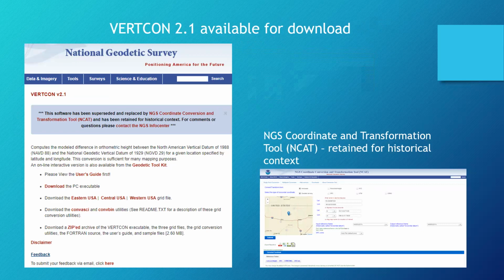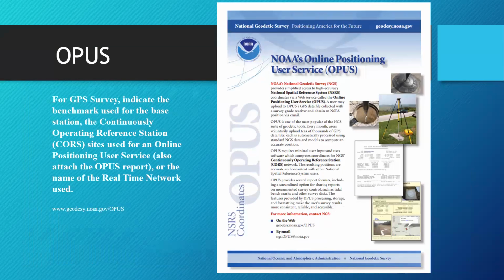So I went to look this up earlier today. It used to be NCAT, like up until last year, I think, which was the NGS coordinate and transformation tool, but they do have that retained for historical context. And now we have VertCon 2.1, and this is downloadable software, so it's not a web page anymore. You would download the software and then use it that way. Again, you would want to put that in the comments section, and the same with Opus.